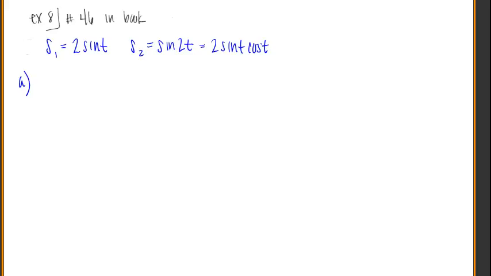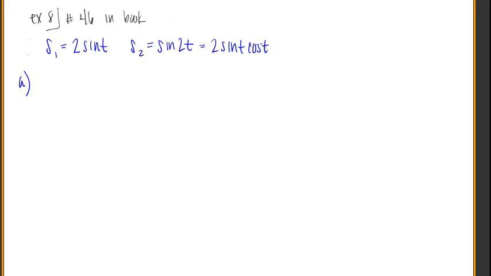With problem number 46, we basically have two springs, and each of them have a weight hanging down from them. And we have formulas S1 and S2. S1 representing how far down weight 1 is, and then S2 for how far down weight 2 is. And in part A specifically, we want to know the times in the interval from 0 to t that the masses pass each other.